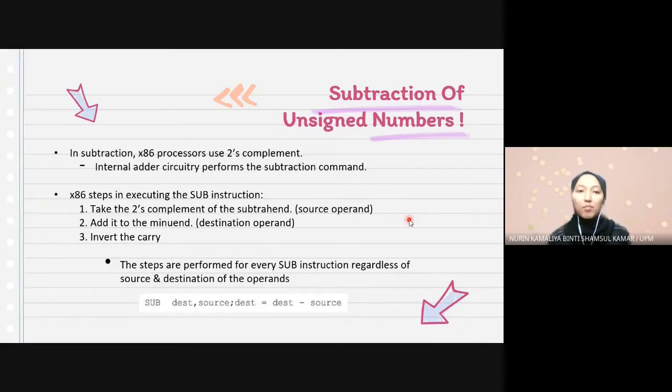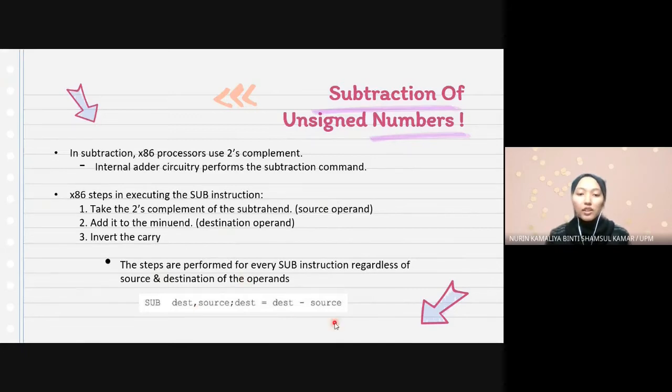Subtraction of unsigned numbers. In subtraction, x86 processors use 2's complement. Internal adder circuitry performs the subtraction. The x86 steps in executing the SUB instruction: first, take the 2's complement of the subtrahend, the source operand. Second, add it to the minuend, the destination operand. And the last step, invert the carry. These steps are performed for every SUB instruction regardless of the source and destination of the operands.